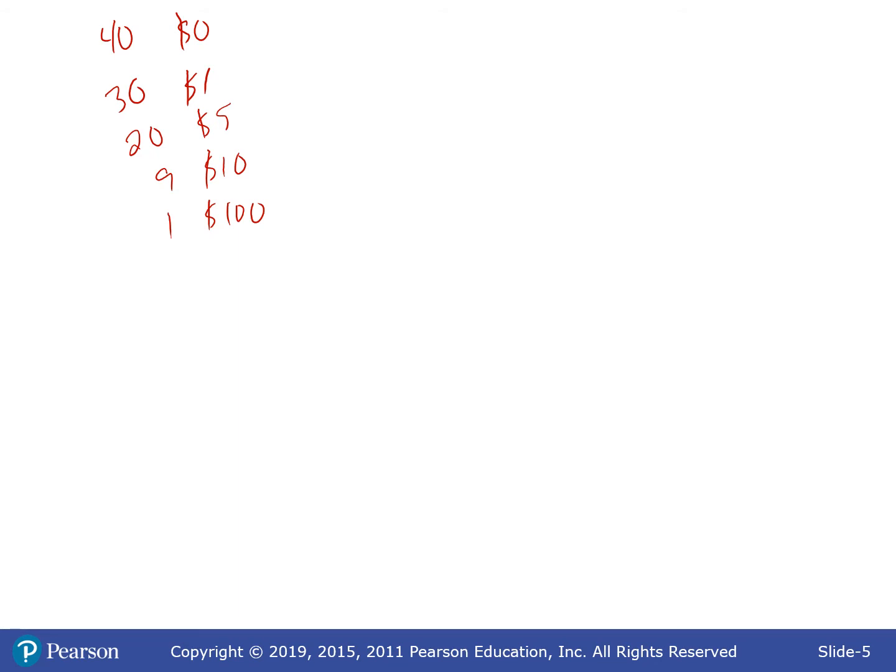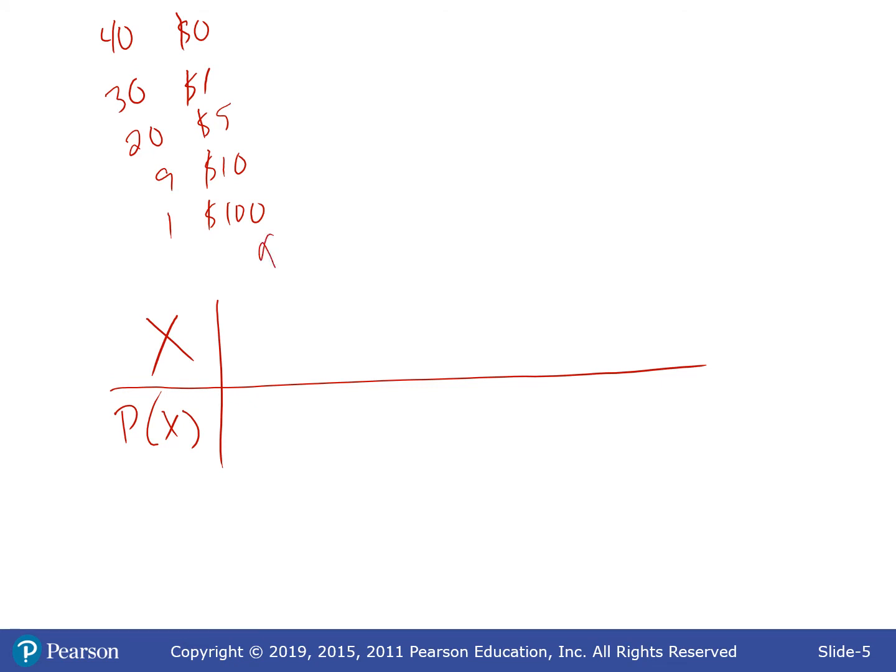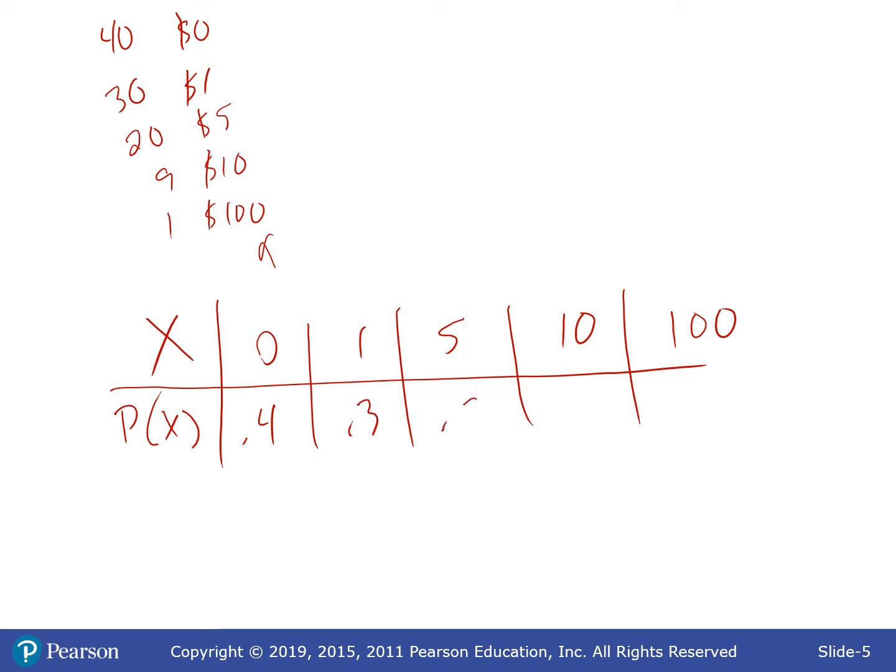All right, so our probability distribution. We have our random variable, and we'll have the probability of the random variable. So the random variable is going to be the amount of money that we could get. We could get 0, we could get 1, 5, 10, or 100. And then the probability of each of these, I made 100 fish so that this was going to be super easy: 0.4, 0.3, 0.2, 0.09, and 0.01. That's the probability distribution here.